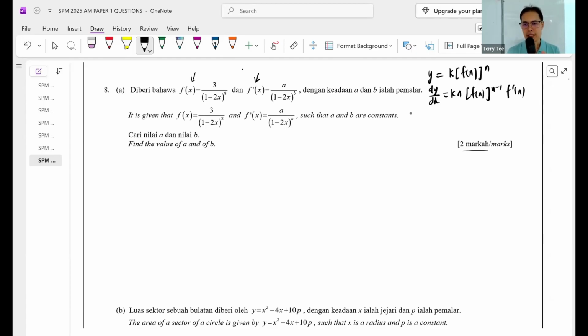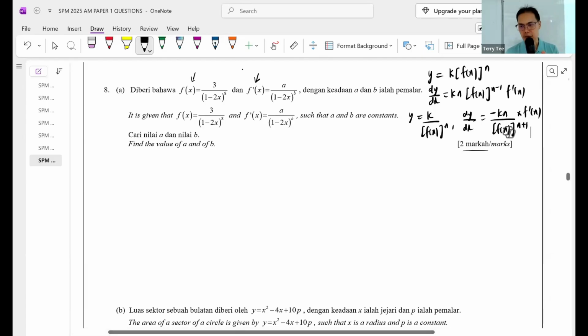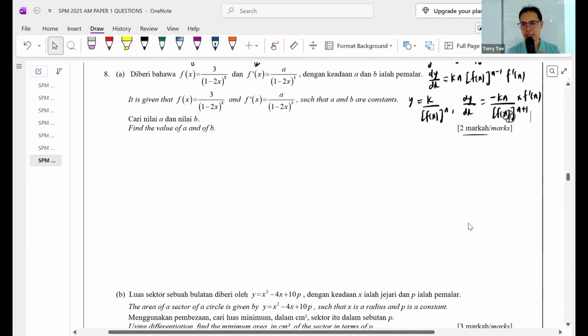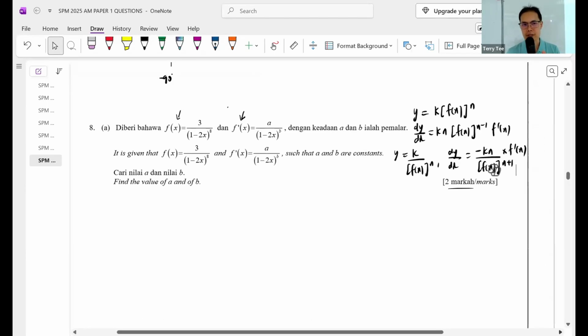Then there's a second one. I like to use this. I always teach my students to use this because this is fast and furious. You put a negative in front. k times n is kn. Copy f(x), increase the power by 1, and differentiate inside the bracket. Let me show you the difference.